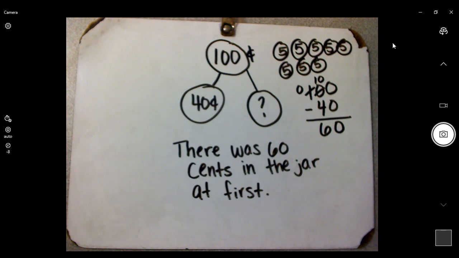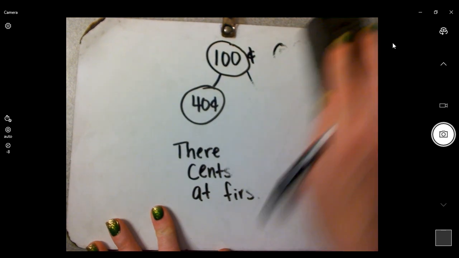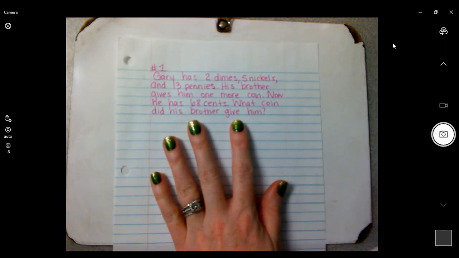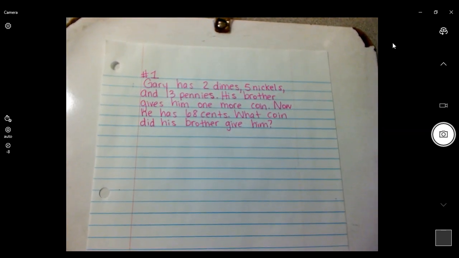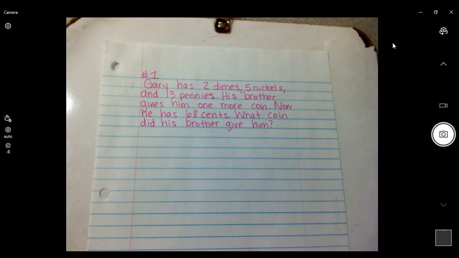So again, our objective today is to solve two-step word problems involving dollars or cents with totals within 100 or $1. Let's look at our first word problem in our two-step word problem. Number 1, Gary has 2 dimes, 5 nickels, and 13 pennies. His brother gives him 1 more coin. Now he has 68 cents. What coin did his brother give him?